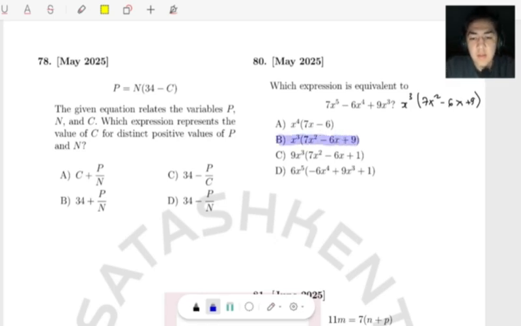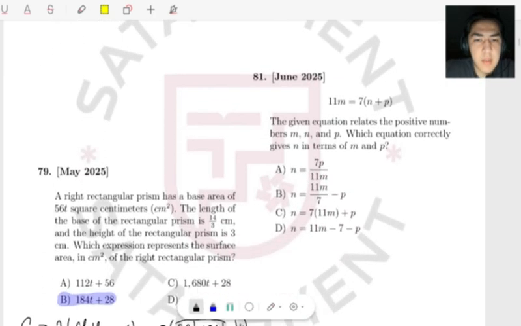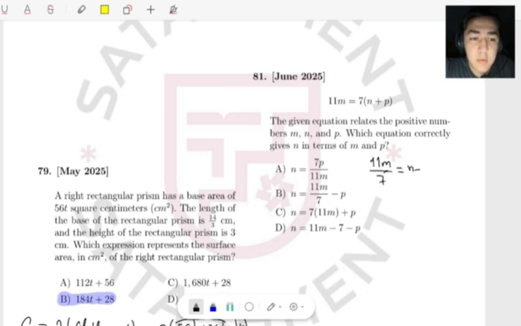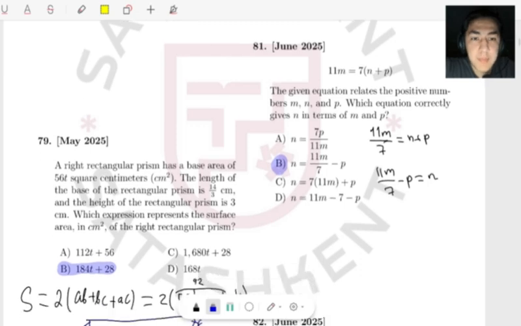Yep. Let's continue. Question number 81. Which equation correctly gives n in terms of m and p? Yeah, so we have to find n, and let's find it out. So first of all, I'm going to divide every part by 7, so I'll be left with 11/7 equals n plus p. And to find n, I will just subtract p from the other part, and that is also B. Yep, let's continue.